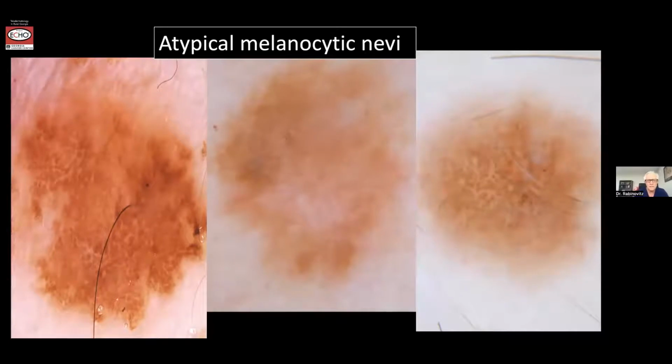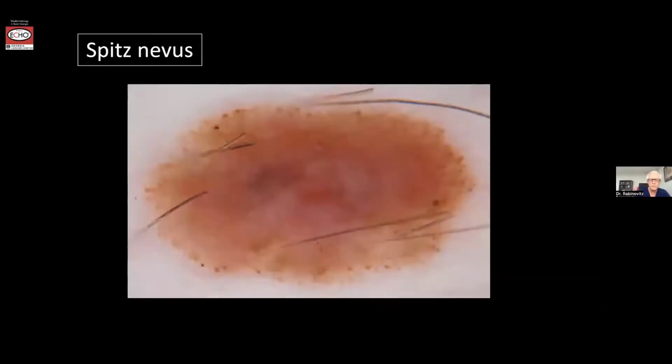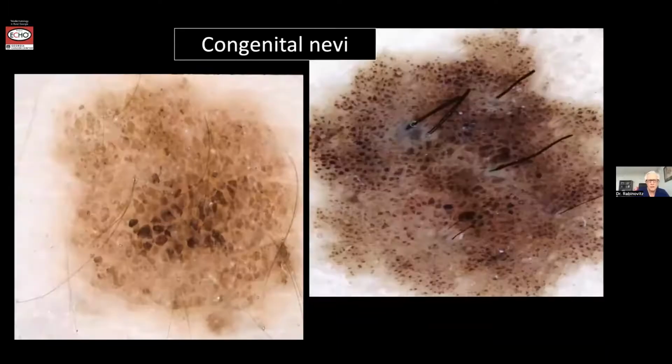Atypical melanocytic nevi often have this type of pattern as well. And when we see this with an atypical melanocytic nevus, it's indistinguishable from melanoma and is a biopsy diagnosis. A Spitz nevus can have this negative pigmented network. And finally, a negative pigmented network can be seen with a congenital nevus. But with the congenital nevus, the negative pigmented network is symmetrical in its pattern.